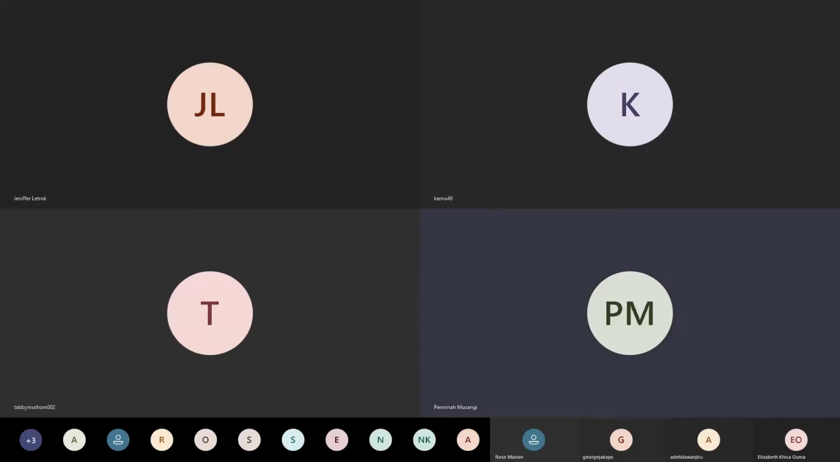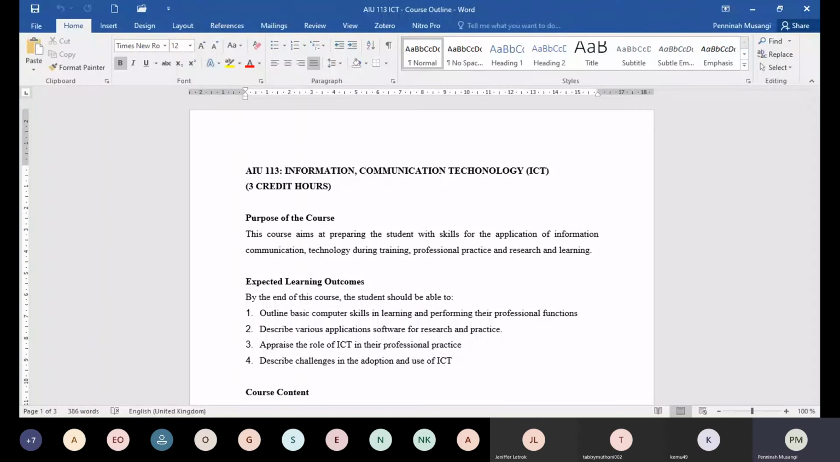Okay. So I want to start by sharing the course outline, taking you through the course outline, what we are supposed to cover in this course. As you have seen, the university courses are coded, and each is given a unique code. So this particular one is coded AIU 113.